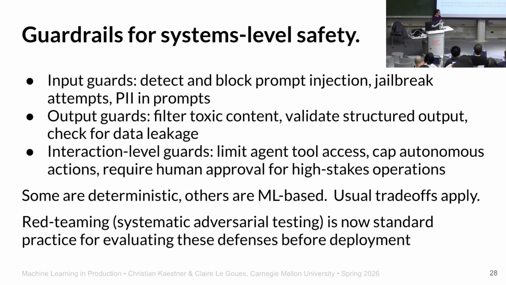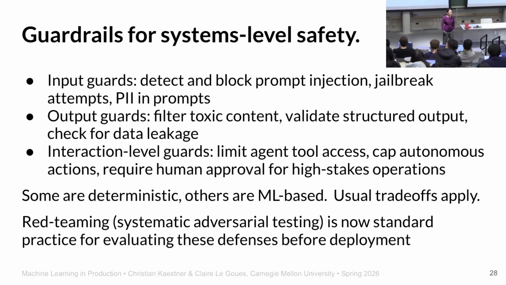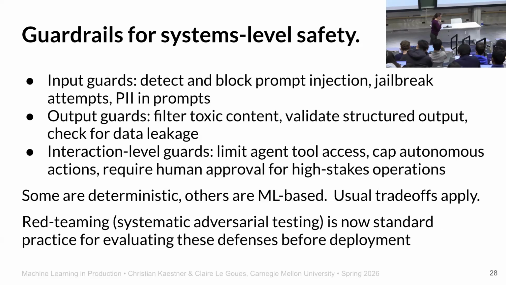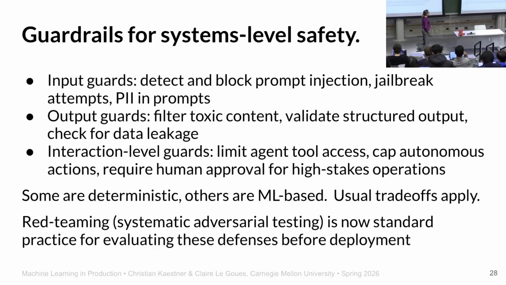So instead, we want to think about the concept of guardrails, which we first encountered in discussing risk. There are a number of these being used in various general AI systems. How they're implemented varies. So things like input guards that try to detect and block things like prompt injection, output guards that try to identify toxic content, things that limit agent tool access or require human approval.